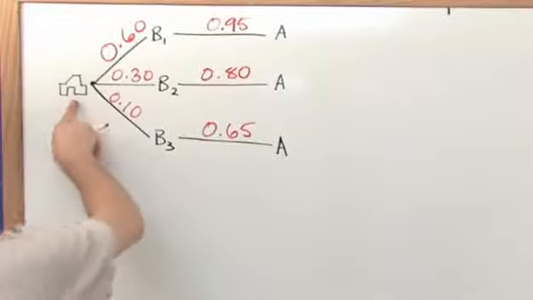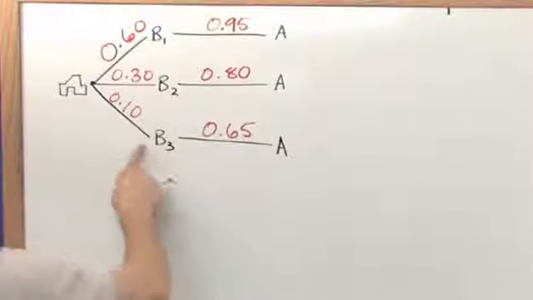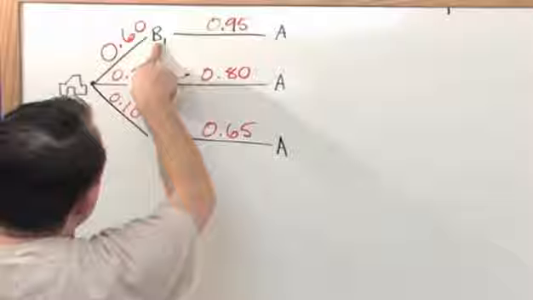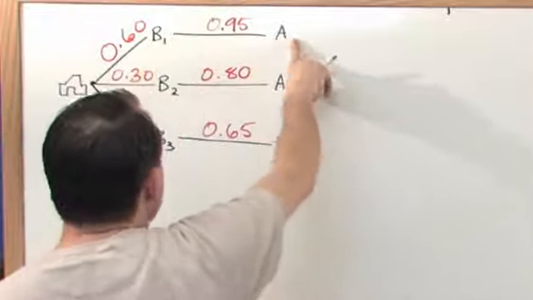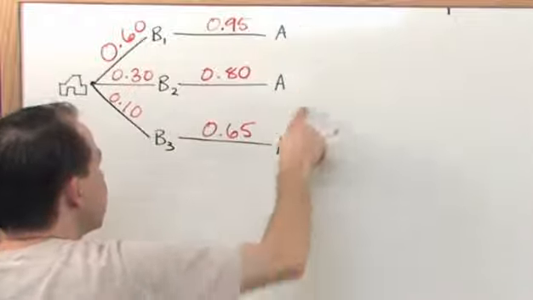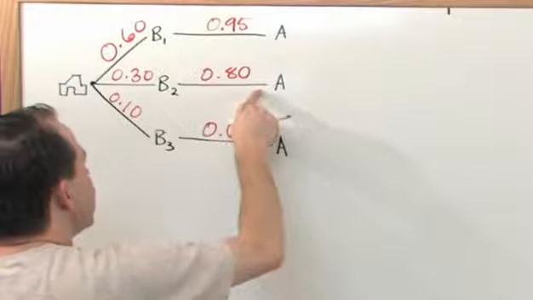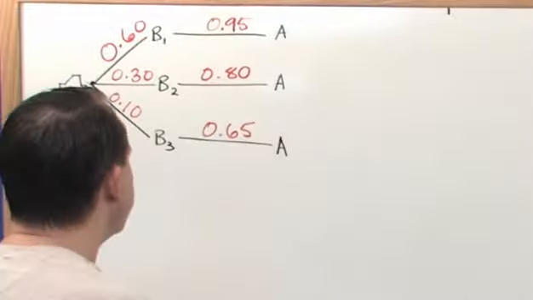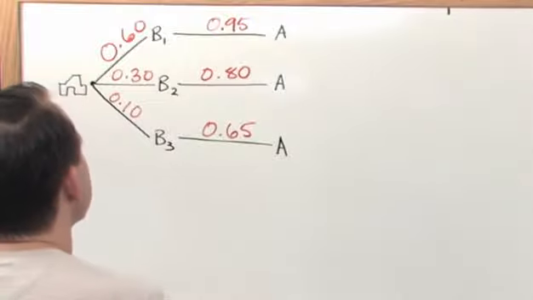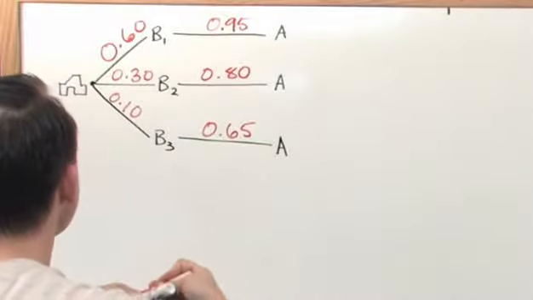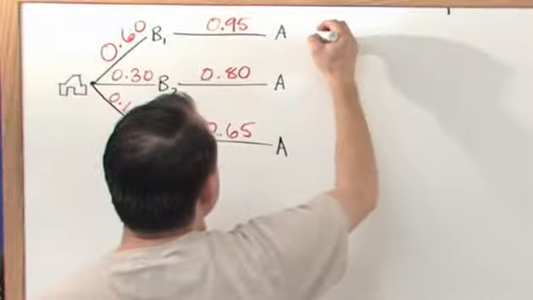So everything in the problem was given in terms of percent, but I'm converting it to probabilities. The car comes out, 60% is made by B1, 30% by B2, 10% by B3. Now if the car was built at B1, 95% of the cars are error-free. That's what the event A is. It's the problem-free cars that come out at the end. 80% of the cars that come out are error-free for B2, and 0.65 probability come out error-free over here.